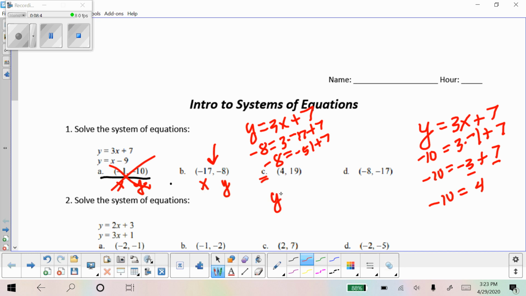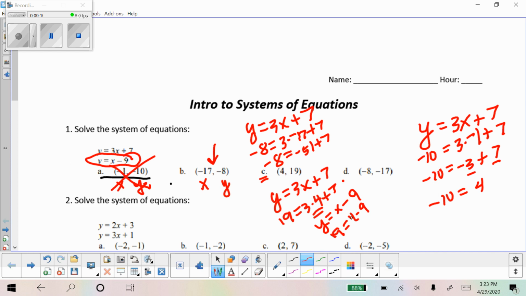So trying it in the first equation, y equals 3x plus 7. We get 19 equals 3 times 4 plus 7. That is true, because 3 times 4 is 12, plus 7 is 19. Now, that isn't enough, though. It has to work for the second equation also. So we're going to put 4 and 19 into the second equation, which is y equals x minus 9. We're going to put 19 where the y is, and we're going to put 4 where the x is. And 4 minus 9 is -5. It doesn't work for that one, so it's not that one.